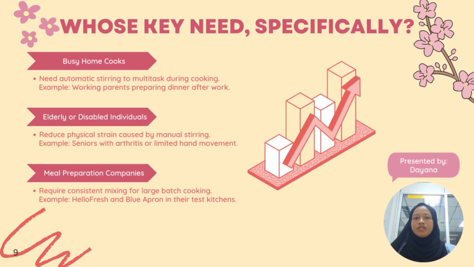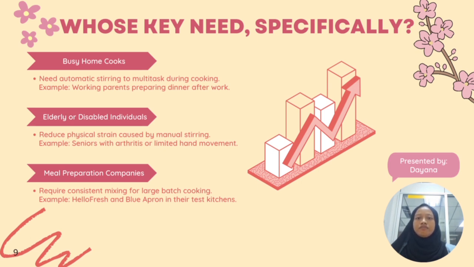So, who can use it specifically? A busy home cook, especially working parents who require an automated stirring system to multitask while preparing meals. This allows them to manage cooking more efficiently after a long day at work. Next, this product supports elderly or disabled individuals. Manual stirring can place strain on the hand and fingers, particularly for seniors with arthritis or limited mobility. By automating this process, the pan helps reduce physical effort and promotes inclusivity in cooking.